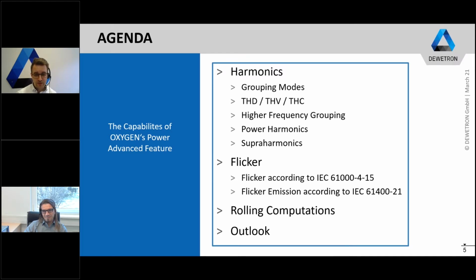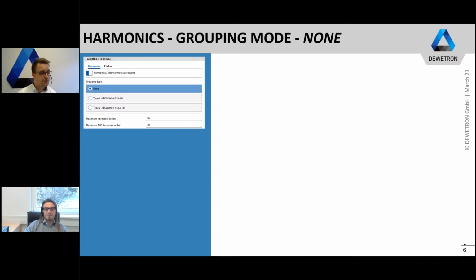Let's talk about harmonics, Raphael, their grouping times and what it is used for. Yes, so let's start with the harmonics. After enabling the harmonics calculation in Oxygen, you have the possibility to select between 3 different grouping types. And we will now at the beginning have a look inside the technical differences between those 3 different grouping types. But first, when you enable the harmonics calculation, you can select the grouping type, and then you have the possibility to specify the maximum harmonic order that shall be calculated. Per default, it is the 50th harmonic order, and you can calculate up to the 1000th harmonics.